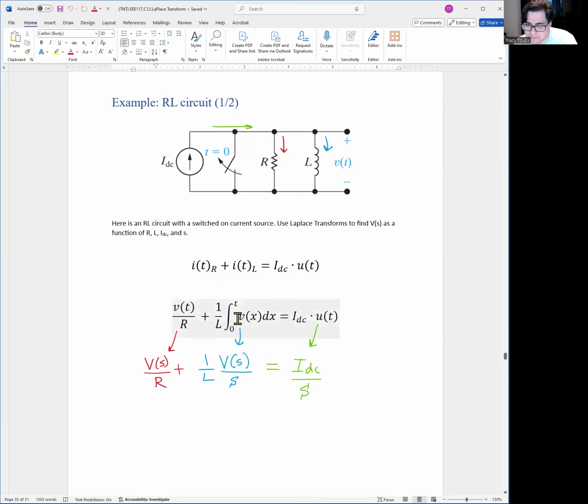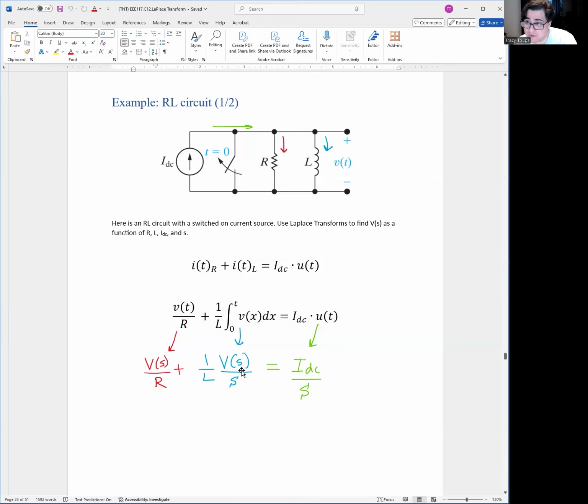The middle one, 1 over L stays out because it's a constant. The integral is divided by S, and the voltage stays with us as capital V of S. Okay? And then IDC is a constant, so that stays with us, and then U of t is divided by S as well. So notice we took an integral and we swapped it over to this bottom equation, which is a Laplace domain equation.